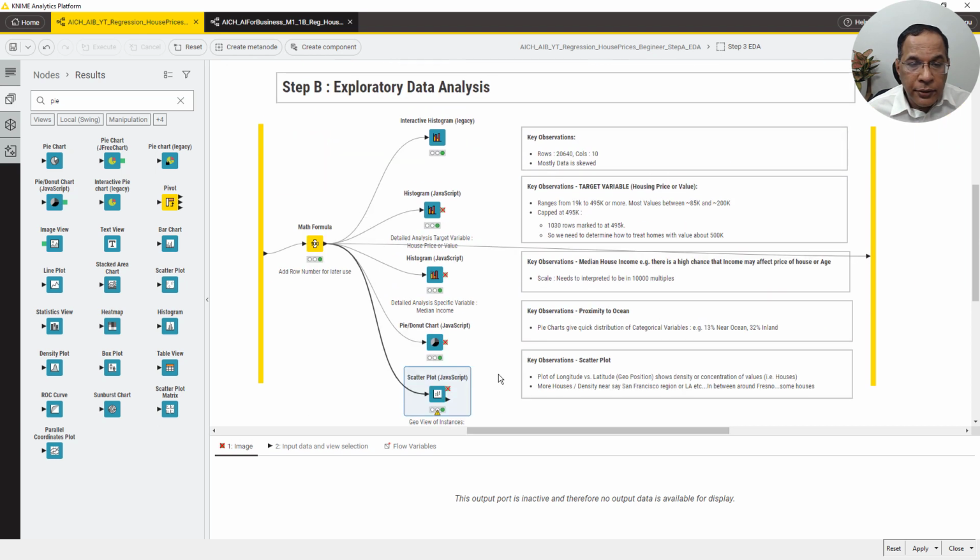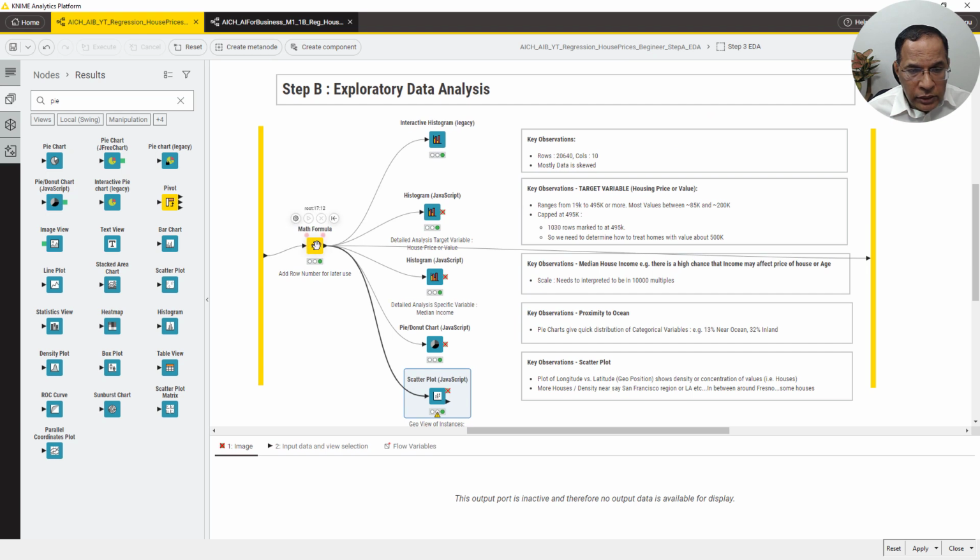Okay, now I added this math formula, which is one of the widgets, because in the input we don't have a row number.